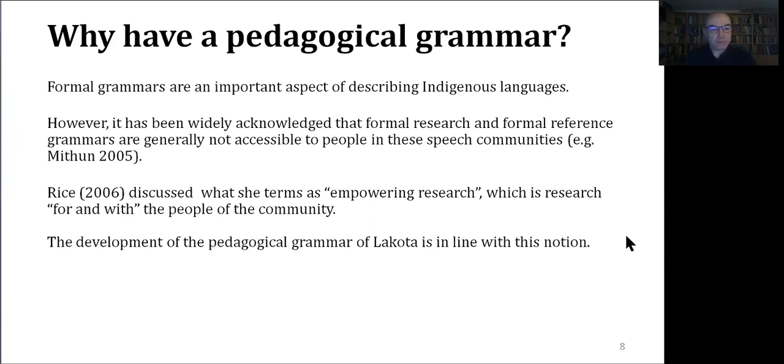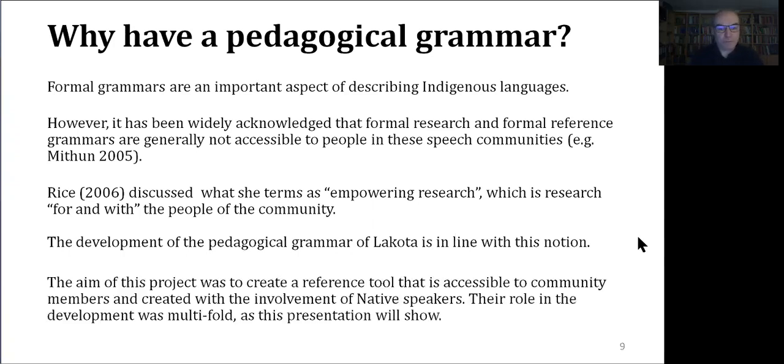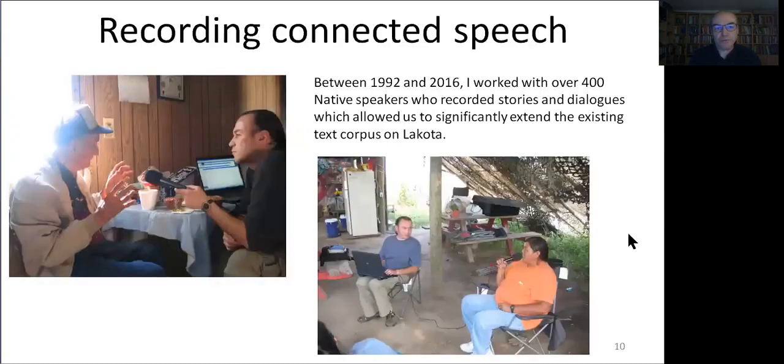And so the development of the pedagogical grammar of Lakota is very much in line with this notion. The aim of this project was to create a reference tool that is accessible to community members and created with the involvement of native speakers. Their role in the development was key, and it was multifold, as this presentation will show.